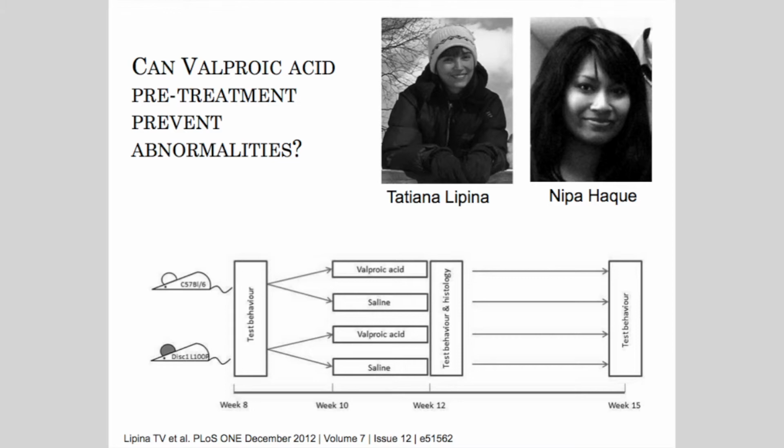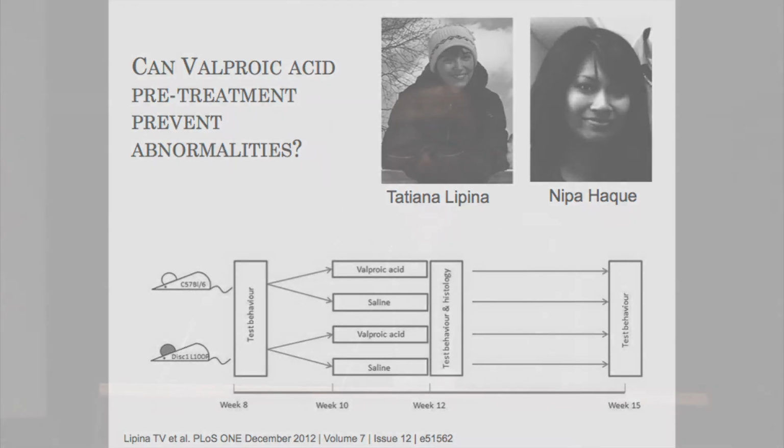And so what Tatiana and Nipa found was something like this. And so I know you can't read the text here very clearly, but the message really is that each of these lines in each of these panels represents the effect of environment on a particular genotype. So each line represents a mouse of a different genotype. Sometimes it's a mutant mouse, or sometimes the normal wild-type mouse. And each panel represents a different kind of behavioral test.